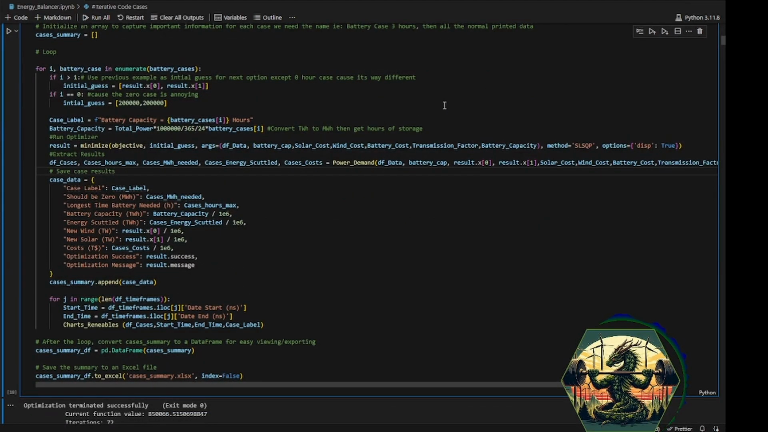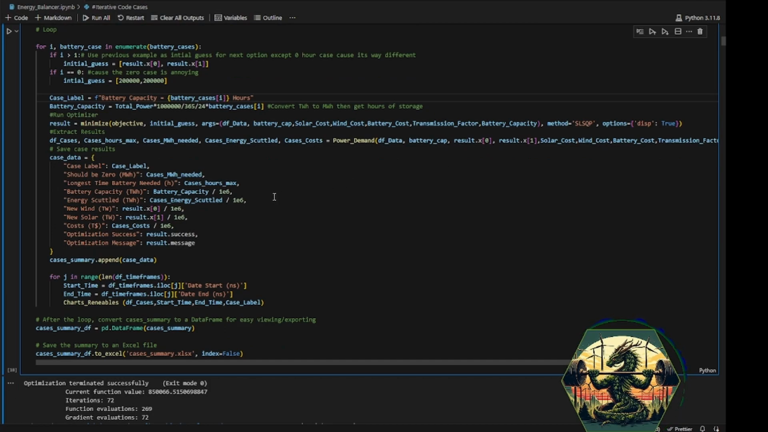Anyway, for the function, we look at the battery cases, so you iterate through each battery case. Because the 0 case is a lot different from all of the other battery cases, I just say if the iteration is greater than 1, then use the results from the previous analysis. But if it equals 1, then you change the initial guess. I label everything, get the battery capacity, and get the result function, where again we minimize the objective based off of everything. Then we extract the results, get the power demand, etc. All the stuff that we went over from before.